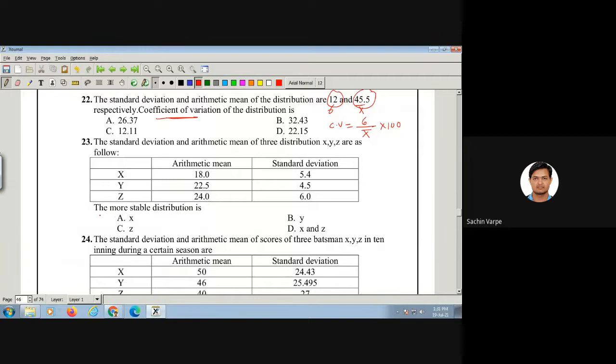The standard deviation and arithmetic mean, a table is given here. With the help of that, which is the more stable observation? So when do we say the observation is stable? If we compare the CVs of each, if we take one more column and calculate the CV of x, y, z, whichever has less CV, that is more stable. CV means coefficient of variation. The one that does not vary much, that does not keep much variation in its observations, that is the more stable observation. So always remember, among 3, the one with less CV is your option. Is this clear? So that is possible to calculate within 2 minutes.